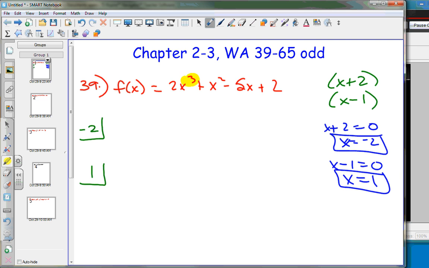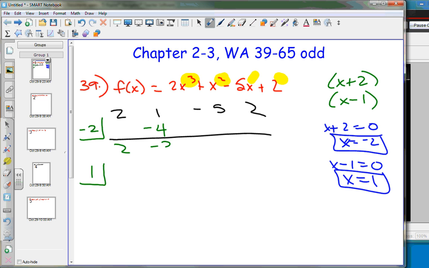Now I'm going to check for powers. 3, 2, 1, 0. Am I missing any powers? No. So I can add my coefficients there. So this is going to be 2, 1, negative 5, 2. And immediately draw my line, and I need to do my synthetic division. So I drop down my 2. 2 times negative 2 is negative 4. Gives me negative 3. Gives me a 6. Gives me a 1. Gives me a negative 2 to give me a 0.